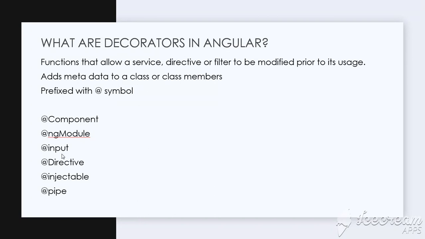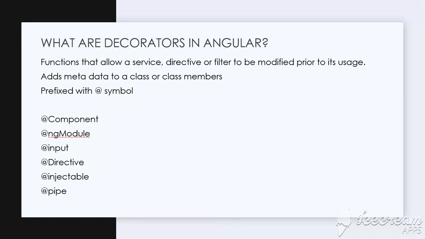So the definition of a decorator is that they are functions that allow a service or a directive or a filter to be modified prior to its usage. Modifying means adding some metadata. You can use decorators with a component, as I said, using @Component, with a module like @NgModule, with a field, for example, using @Input or @Output. You can use decorators with a directive, so you can use @Directive. When you are using dependency injection, you can just write @Injectable in your class, and then you can use dependency injection, or @Pipe before a filter. So these are different decorators in Angular, and that's what decorators are.